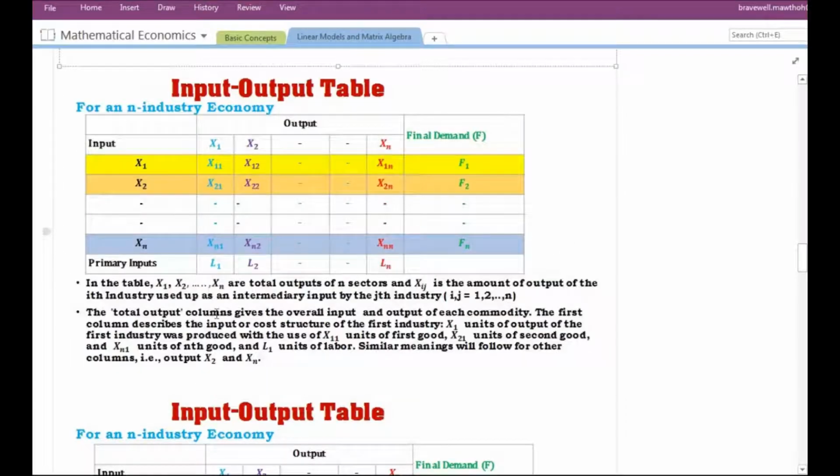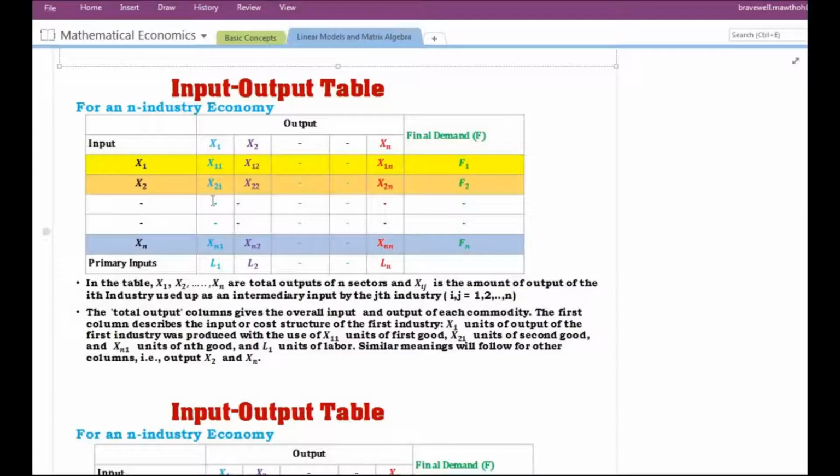In the table, x1, x2 and xn are total outputs of n sectors, and xij is the amount of output of the ith industry used up as intermediate input by the jth industry. i and j take the values 1, 2 to n. The total output column gives the overall input and output of each commodity. We have already discussed this earlier in the three industries case.